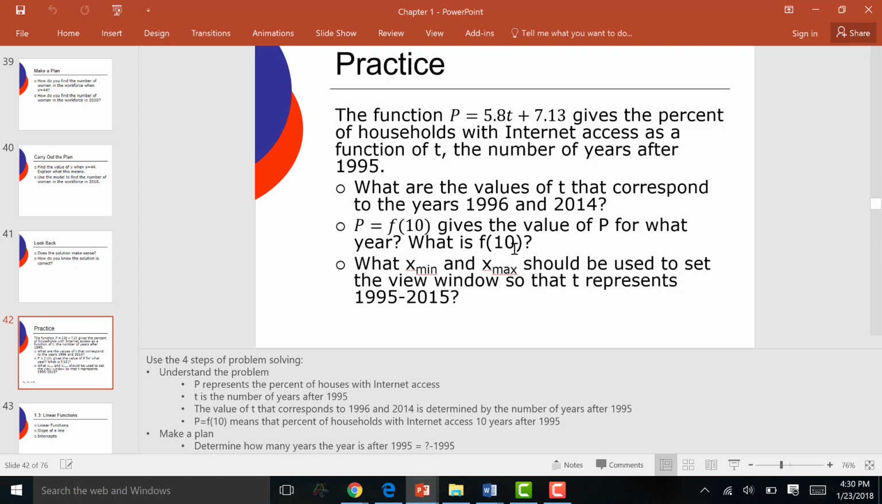So the question was, remember I said, are they asking you for T values or P values? Are you looking for time in years, or are you looking for percentages? Which one did it ask you for in that last bullet? Time in years. It says, for what year? So here, I got 0 years to 20 years. You got to be able to see what they are asking you for.